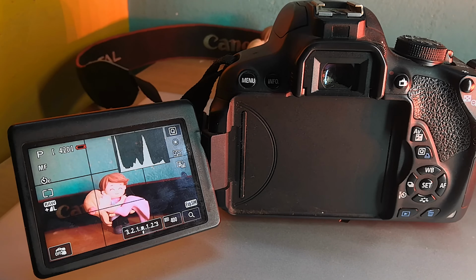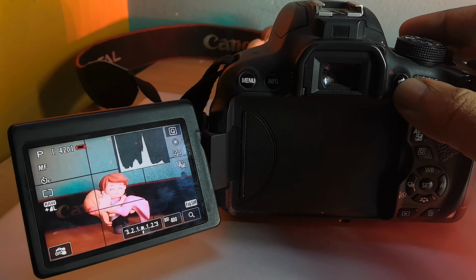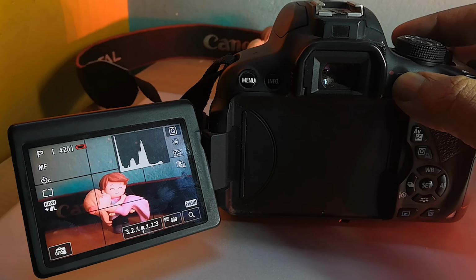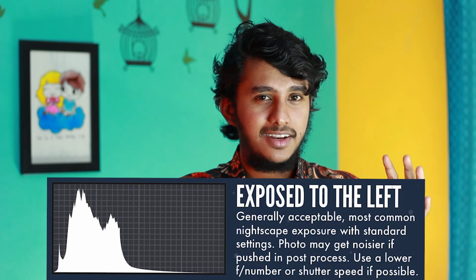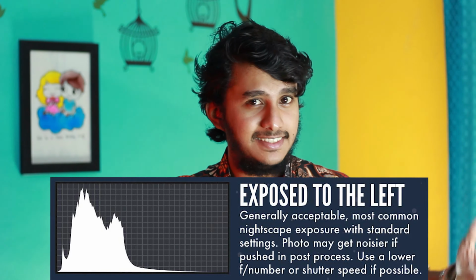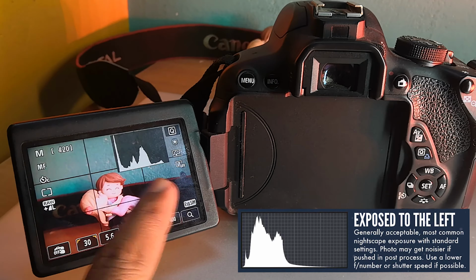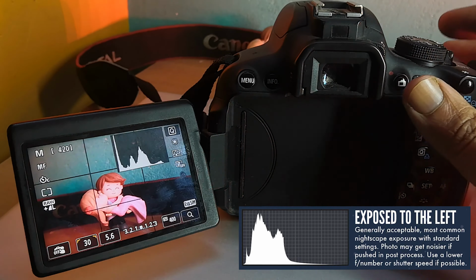Okay, moving to the next point. Now just consider you are taking an image and the frame has a lot of blacks in it. It means you have more black or dark objects in your frame and you have fewer whites or highlights in your frame. Then your graph is going to move towards the left. But if it is not touching the extreme left line, then it's actually a well exposed image.